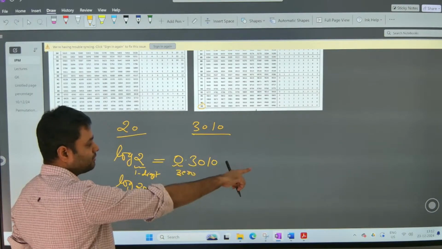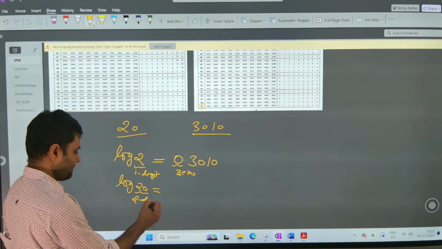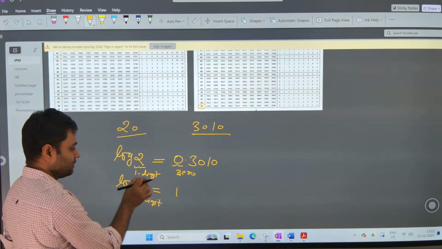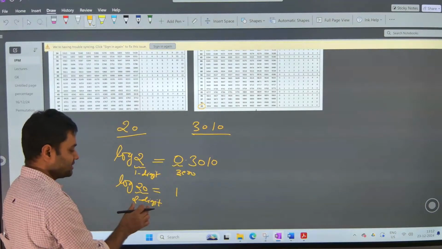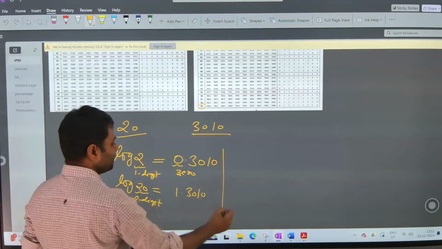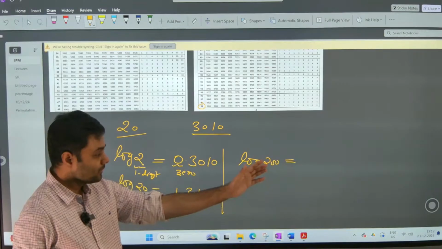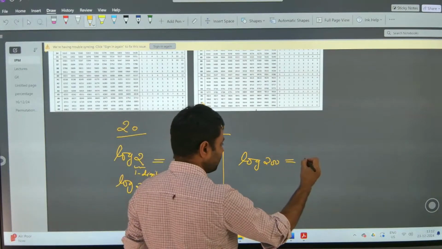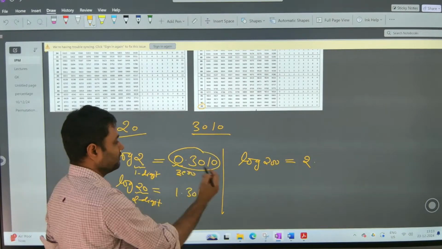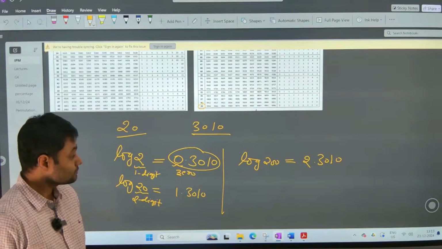Had this been log 20, we would have got the same result after decimal, but before decimal, what will it be? Because it is a 2 digit number, here I will write 1, 2 minus 1, 1. Here it was 1 digit number, 1 minus 1, 0. Here it is a 2 digit number, so 2 minus 1, so 1. So 1.3010. Had this been 200, if we write the value of log 200, it is a 3 digit number. Because it is a 3 digit number, here I will put 3 minus 1, 2. Then a point and then the value of log, which is 3010. So that is how the values of log are written, right?